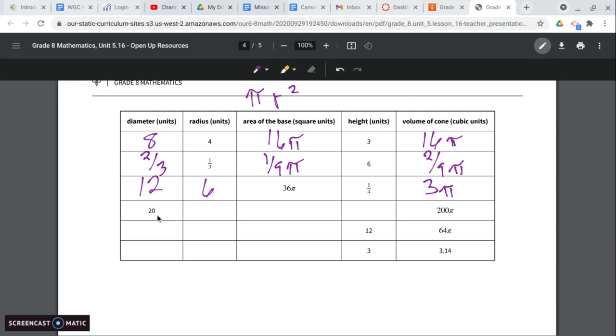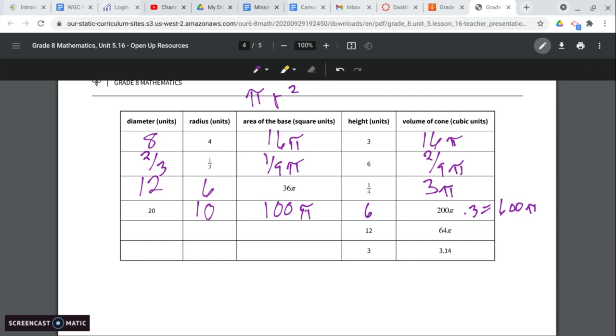All right, here our diameter is 20, which means our radius is 10. 10 squared is 100, so we have 100 pi. In this case, we need to multiply the 200 by 3. That's going to give us 600 pi. Now dividing 600 by 100 will give us 6. So that means our height is 6 for this.